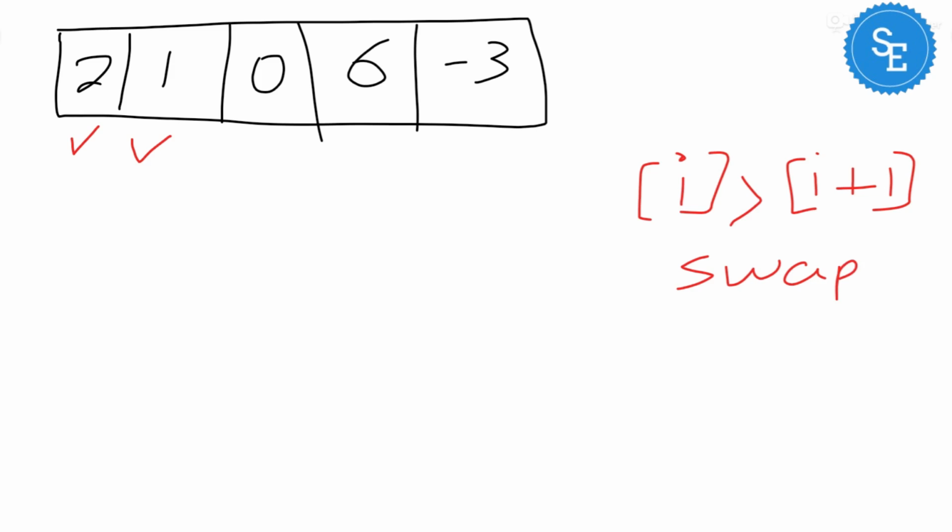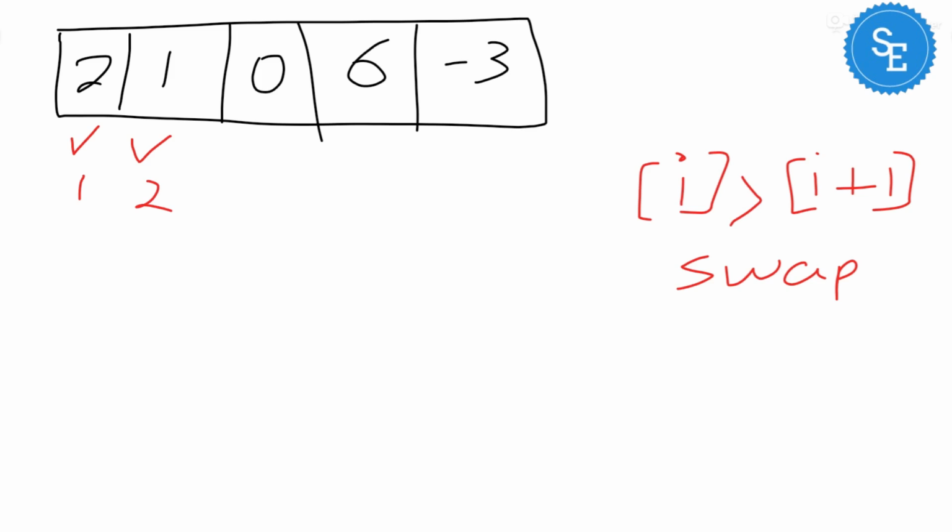First we can see that we are comparing 2 and 1 here. When we compare 2 and 1, is 2 greater than 1? Yes, so we should be doing a swap. Once we do the swap, our new array will become 1 here and 2 here. Now again we will be doing a comparison between this 2 and this 0.